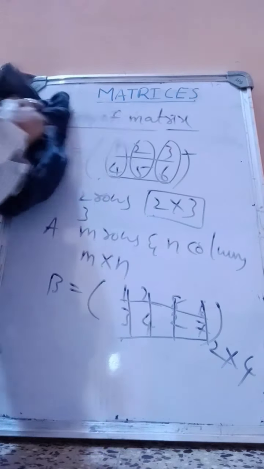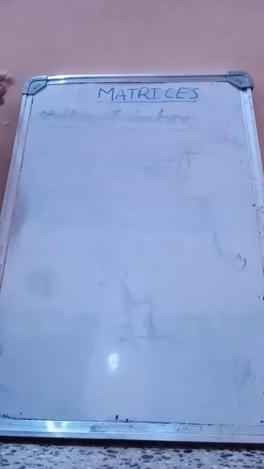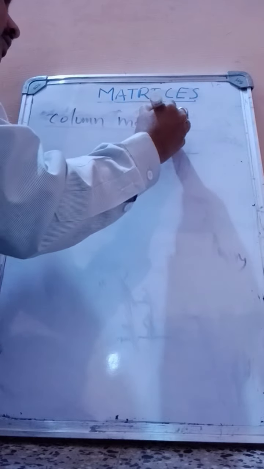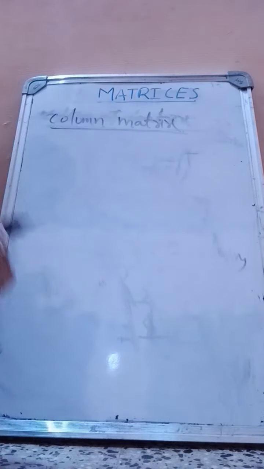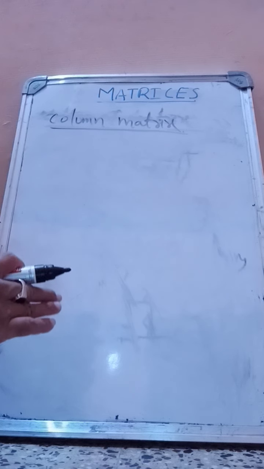Next, we will move to the next concept called different types of matrices. What are the different types of matrices? We have different types of matrices. First, the first matrix is the column matrix. The word itself tells column. Column matrix means what? We already discussed the matrix, no? So what is a column matrix?